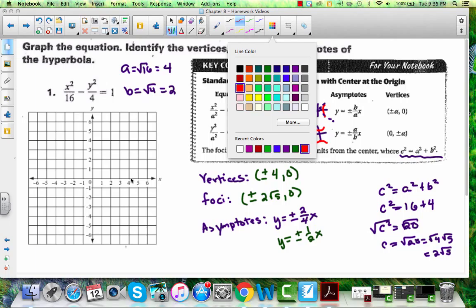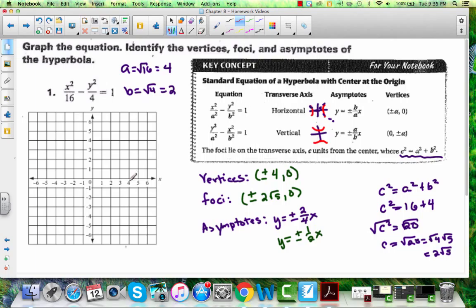So my vertices are (4, 0) and (-4, 0). And I want to go ahead and also graph points, my co-vertices, if you were thinking about an ellipse, but it helps me to draw the box that I'm going to need for this hyperbola.